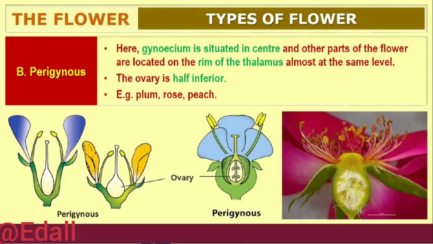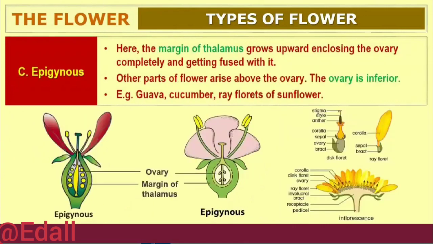In epigynous flowers, the margin of the thalamus grows upward enclosing the ovary completely and getting fused with it. The other parts of flower rise above the ovary. Hence, the ovary is said to be inferior as in flowers of guava and cucumber, and the ray florets of sunflower.